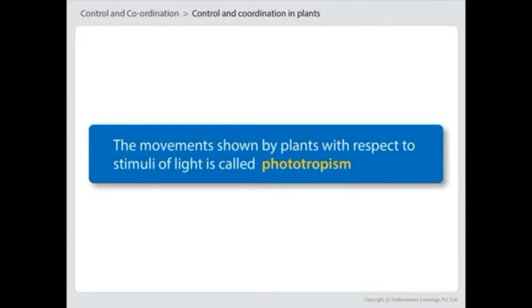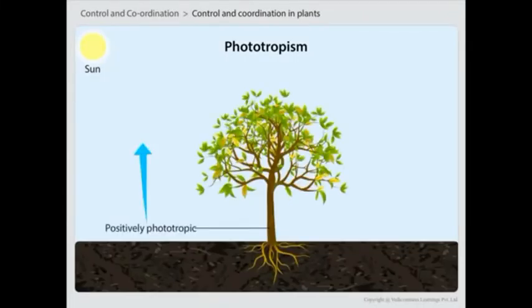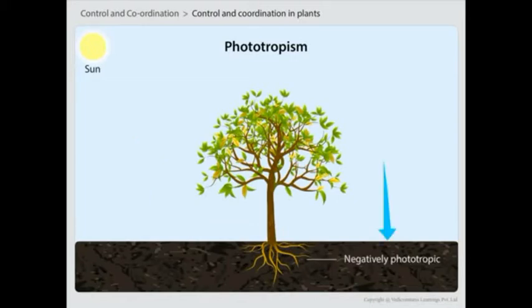The movements shown by plants with respect to the stimulus of light is called phototropism. Here, the shoot or stem of the plant is growing towards the sunlight. So we can say the shoot of the plant is positively phototropic. Here, the root is growing in the soil away from the light. So we can say the root is negatively phototropic.